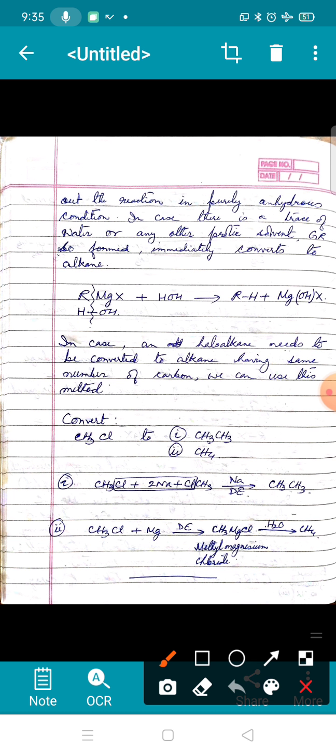So how would you do these conversions? The first one is simple. You simply do Wurtz reaction with sodium in dry ether and you get ethane. And for getting methane, you have to do 2 steps. You first convert the haloalkane chloromethane by treating with magnesium to Grignard reagent. The name of this Grignard reagent will be methyl magnesium chloride. Then you do the hydrolysis and you get methane. It's a very important set of reactions with Grignard reagent.